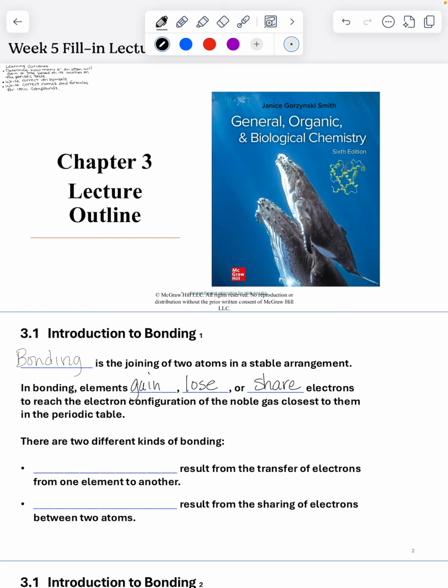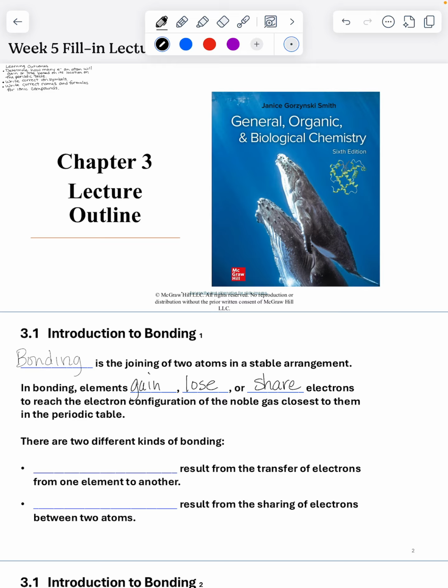If you remember what we learned about noble gases, they have a full octet and therefore are stable atoms, and so all atoms would like to have that same stability. In order to achieve this, they have to form bonds with other atoms, and so their goal is to have a full octet of electrons.